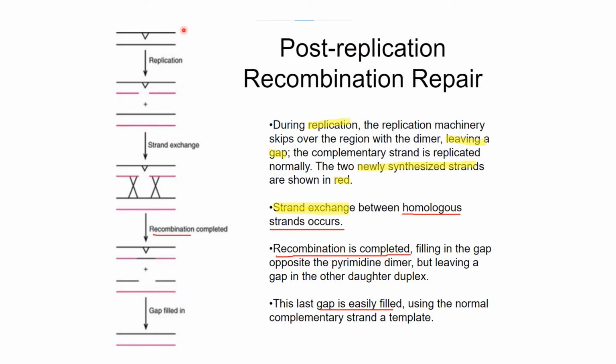This is the double-stranded DNA, which is the parent strand, which is depicted in black lines, and the newly synthesized strands are marked in red. During replication, there is the formation of the newly synthesized strands, and here you can visualize that there is a gap which is formed, and this gap is being repaired by undergoing homologous replication. So this gap will be filled up and it synthesizes the completely filled strands which have no errors.